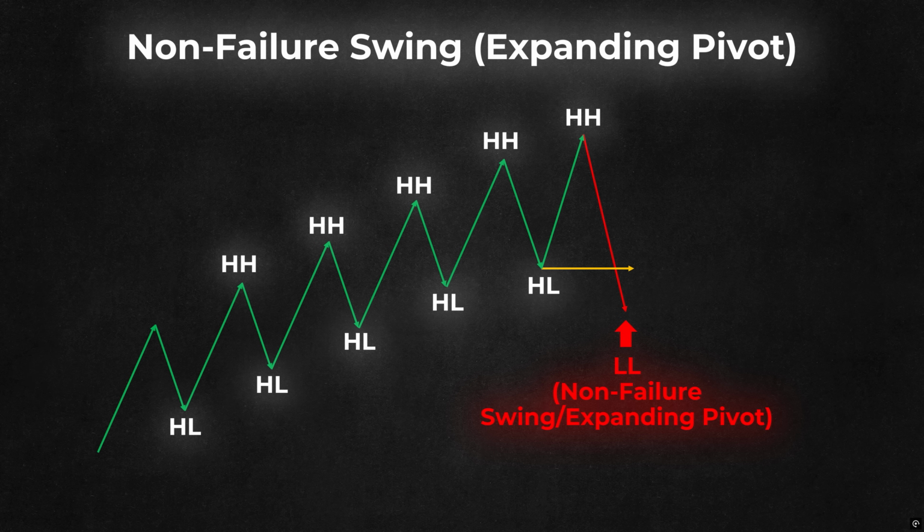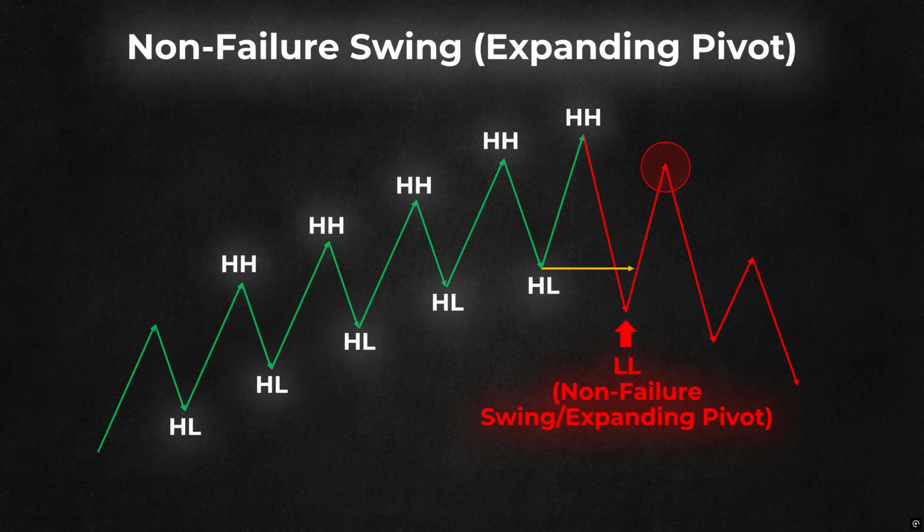It's also easy to see why this pattern is also called expanding pivot. Highs and lows expand over time. The way to trade the expanding pivot is to wait for price to retrace back to the supply zone near the last higher high, in the case of an uptrend transitioning to a downtrend.